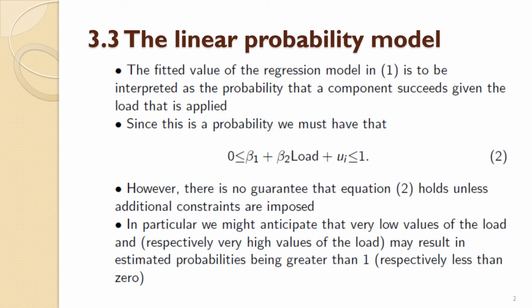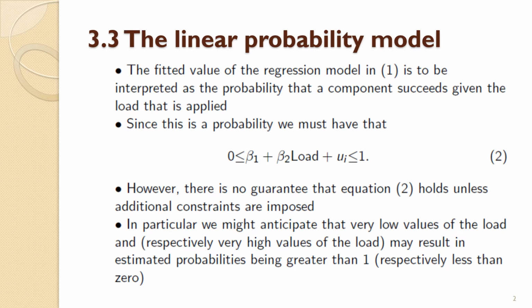So the linear probability model then, the fitted value of the regression model is to be interpreted as a probability that a component succeeds given the load that is applied. Now, since this is a probability, you must have that all sensible probabilities lie between 0 and 1. So if the probability here, equation 2 on this slide, then you must have that this equation is between 0 and 1 because probability. Now this seems absolutely straightforward and is just a repetition of high school maths, but there's no guarantee actually that this equation holds unless additional constraints are imposed.